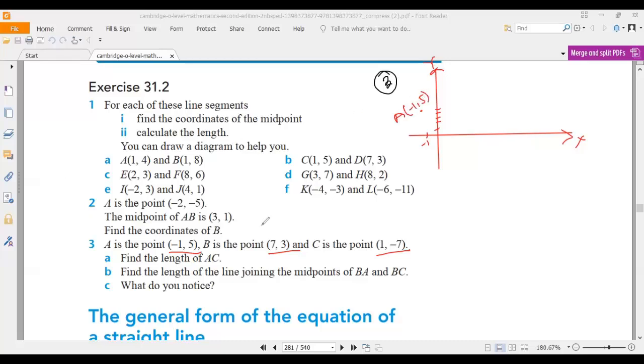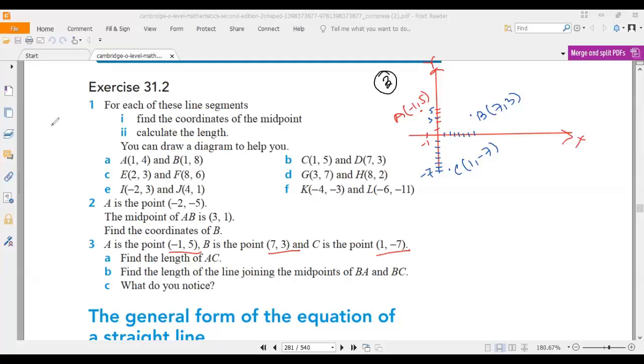Now we need to find out the point B (7, 3). 1, 2, 3, 4, 5, 6, 7. And this is 3, this is 5. So this is B (7, 3). And C is the point (1, -7). So -1, -2, -3, -4, -5, -6, -7. Okay, so this is -7 and this is the point C (1, -7).